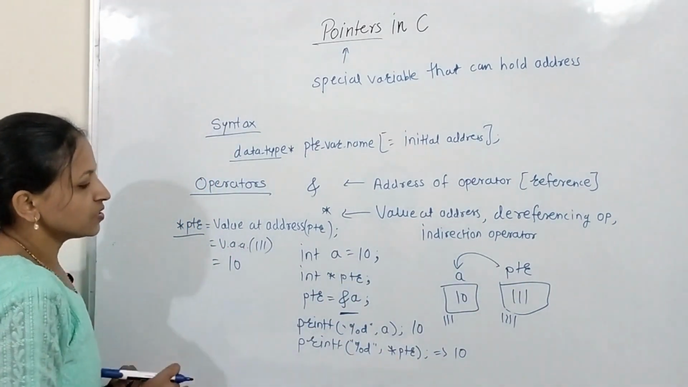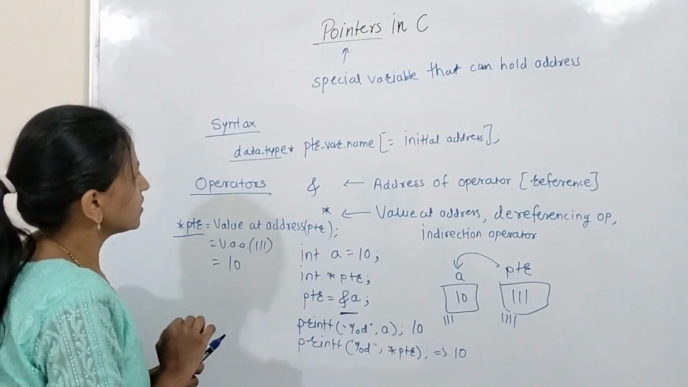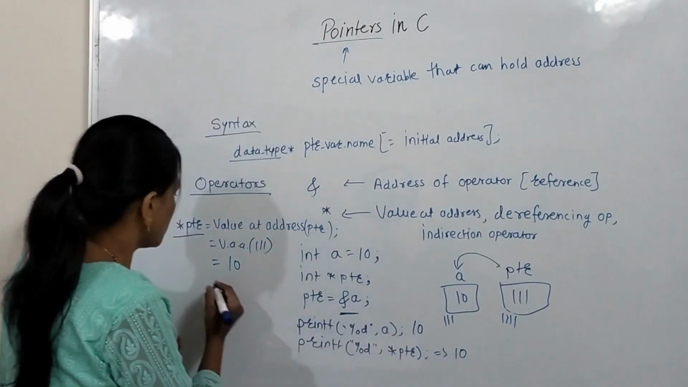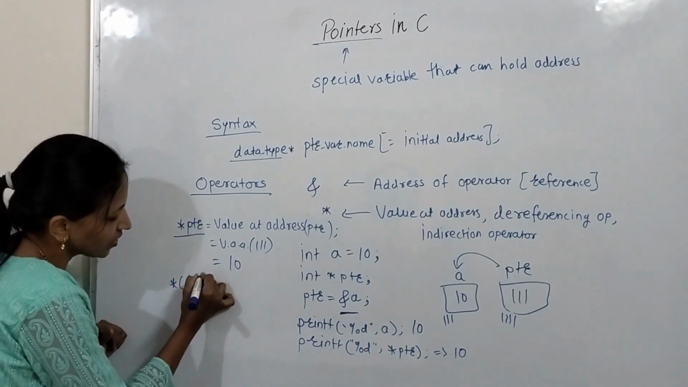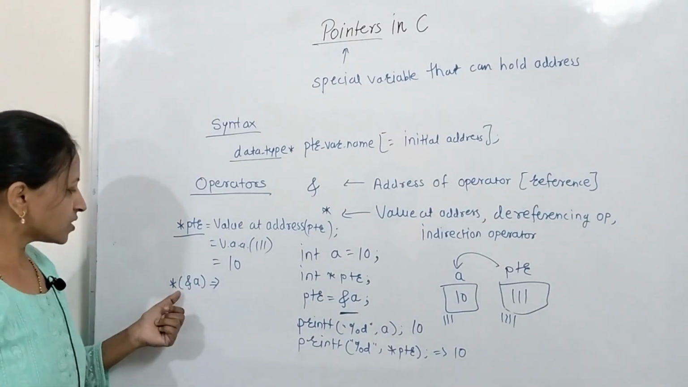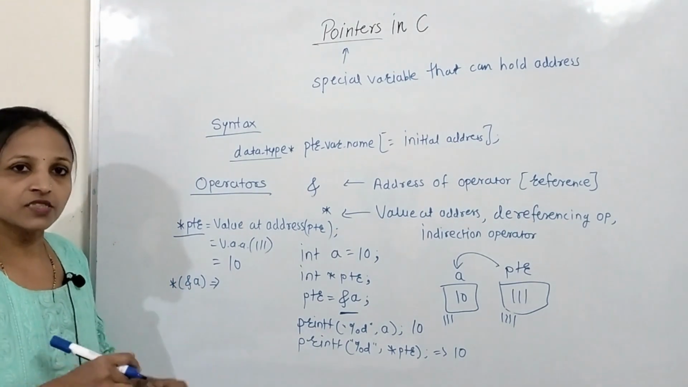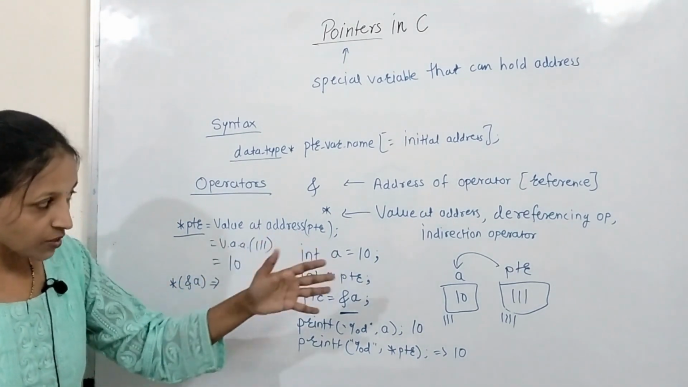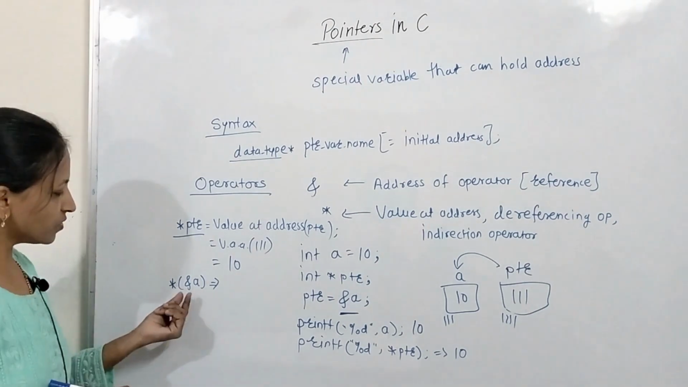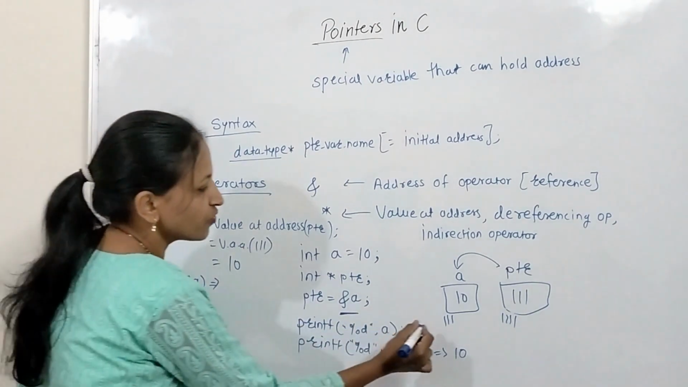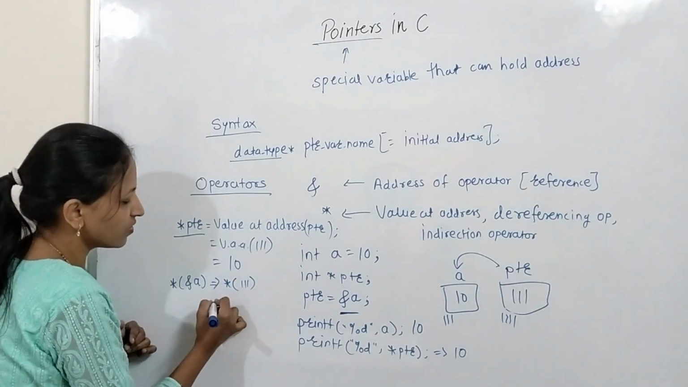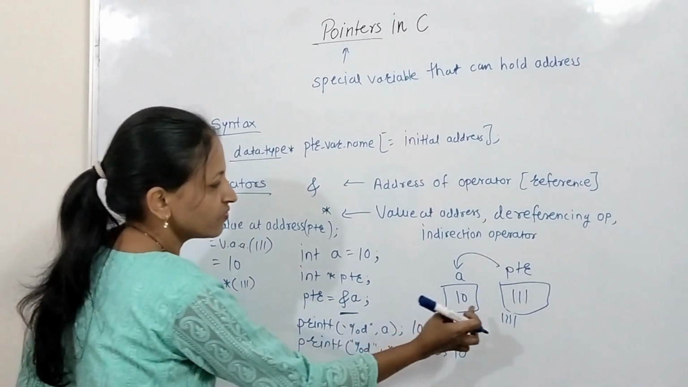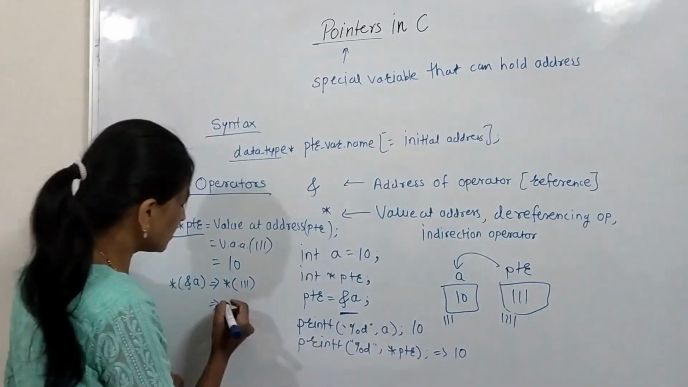Now instead of this, suppose I have written one statement. See here, let me write like this: star and here address of a. What is the meaning of this? Again I will get the same value 10. How? What is the address of a? The address of a is 111, so star 111. Star 111 means value at address 111. Value at address 111 is 10.